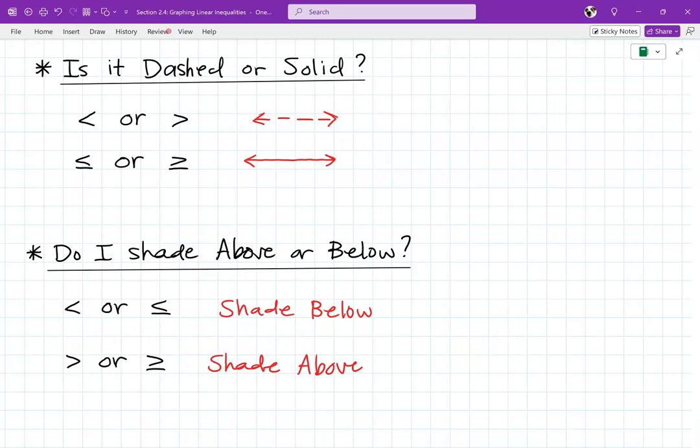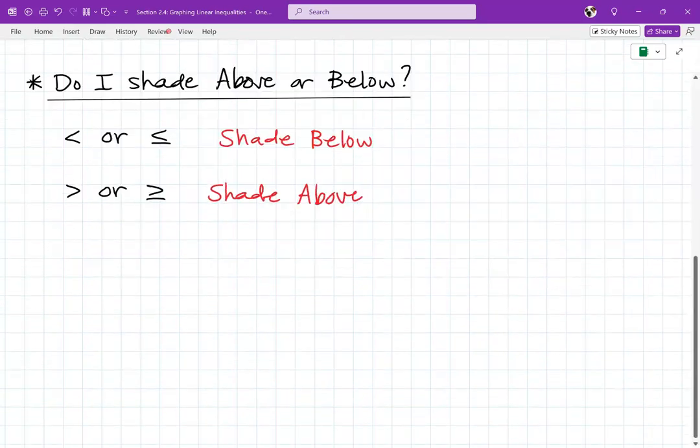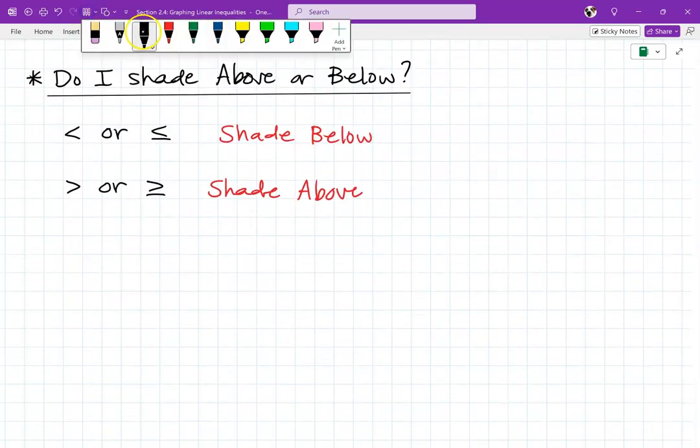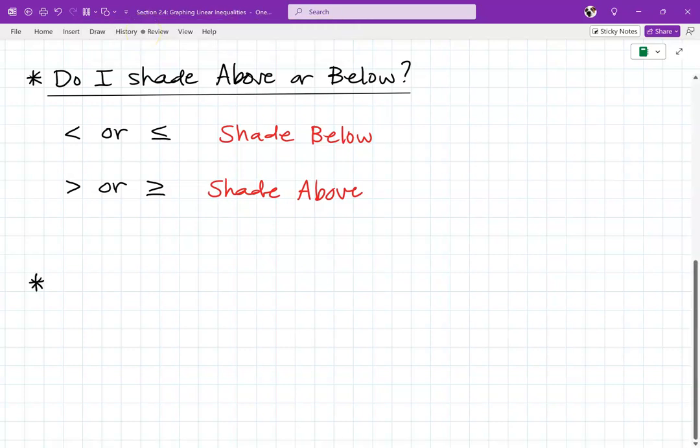So step number 1, and I'll write them down for you guys. Step 1 is solve for y, if needed. Step 2, graph your y-intercept and your slope value. Step 3, dashed or solid line. Step 4, shade above or below. So if you want some steps, here you go. Steps to graphing inequalities.